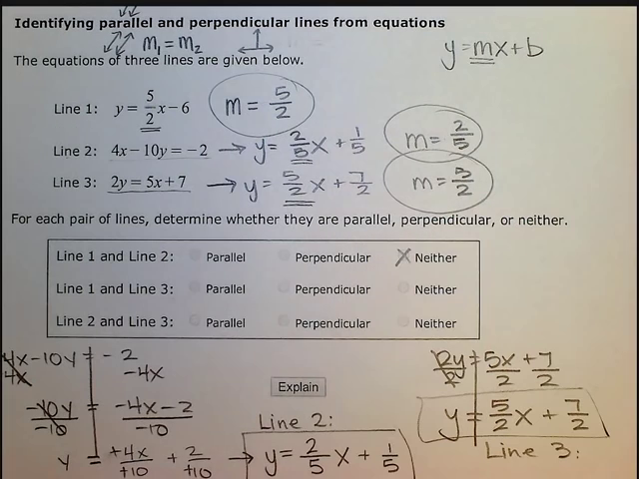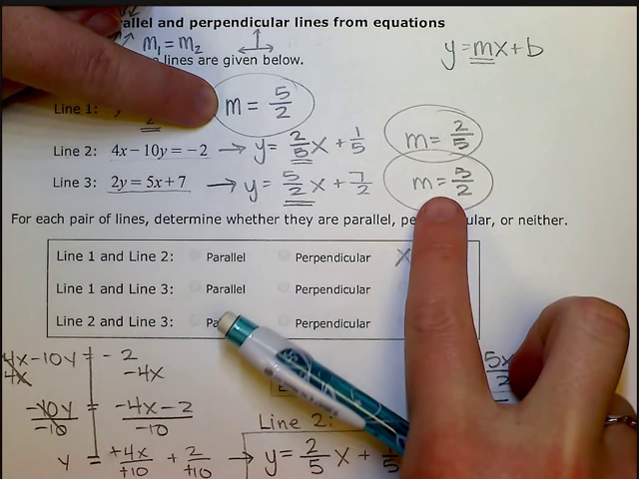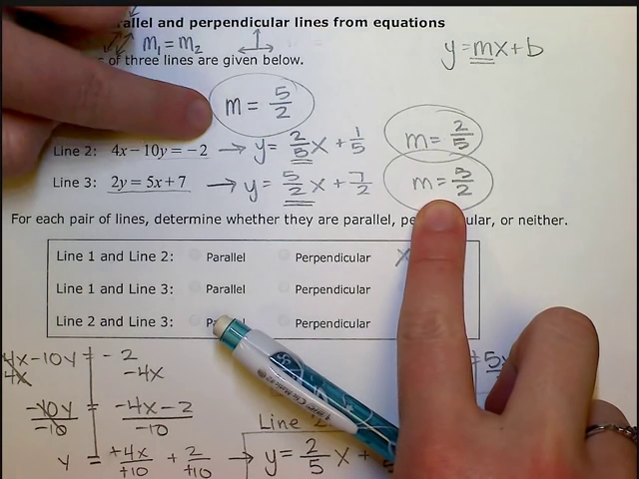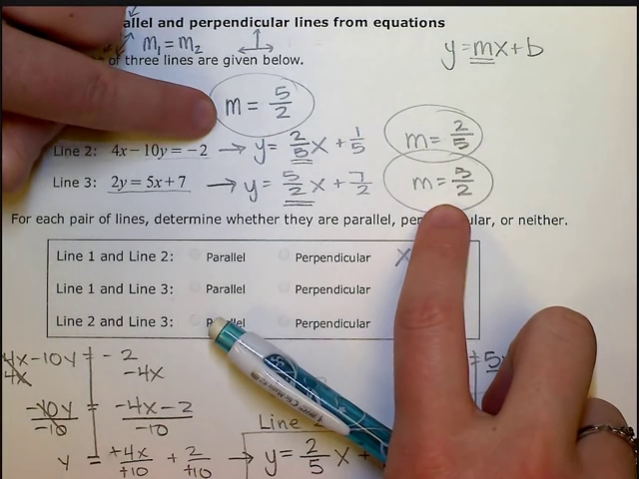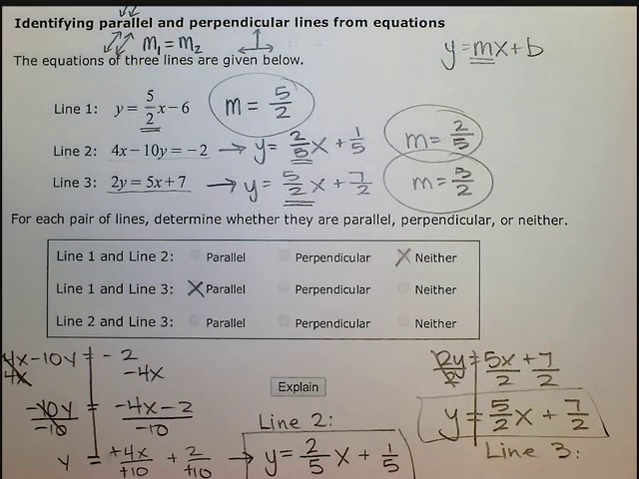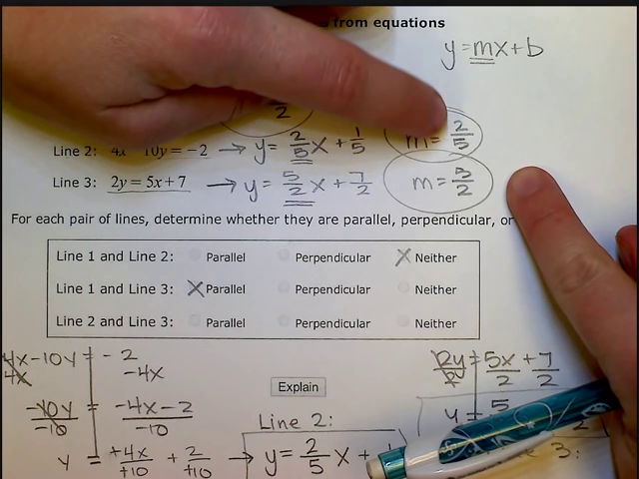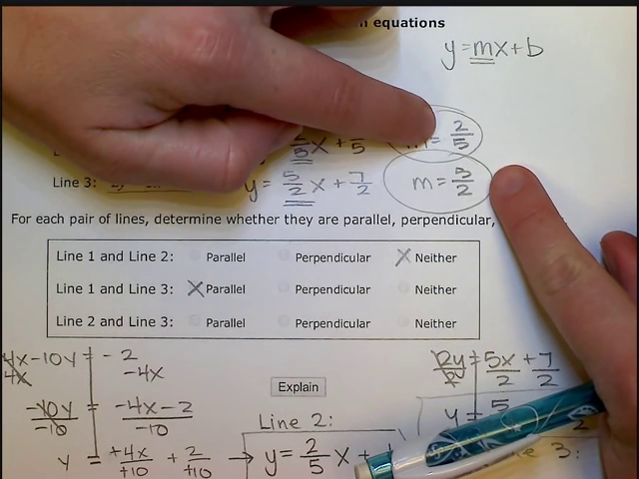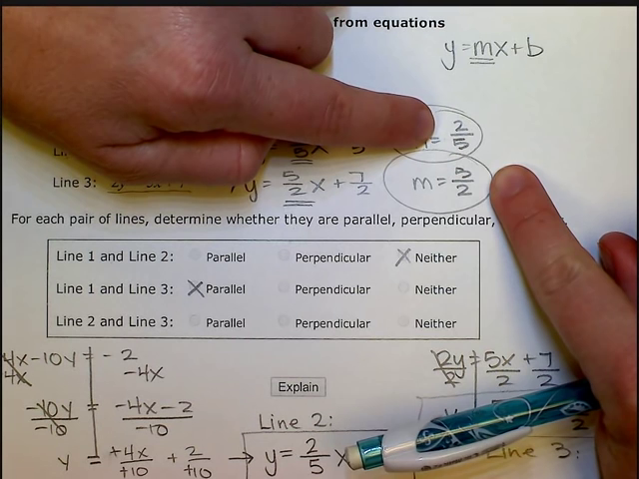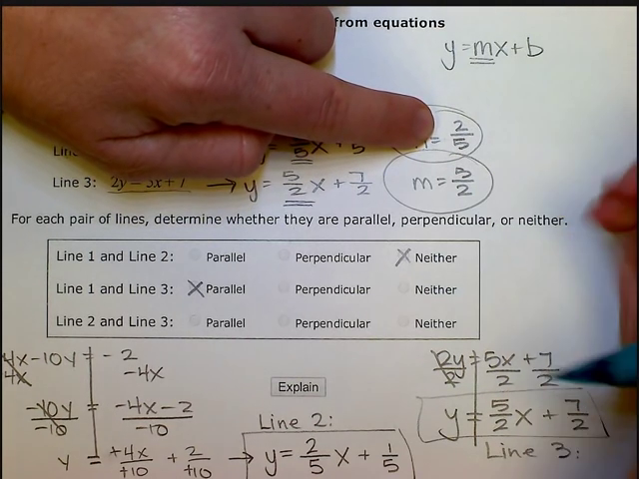Lines 1 and 3, this one and this one, we have 5/2 and 5/2. So we have the same slope, which tells me they're parallel. And then lines 2 and 3, we have the same problem again. 2/5 and 5/2, they're reciprocals, which means they flipped, but they're not opposite because they're both positive. So this one's also neither.